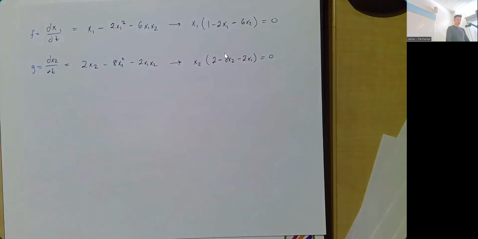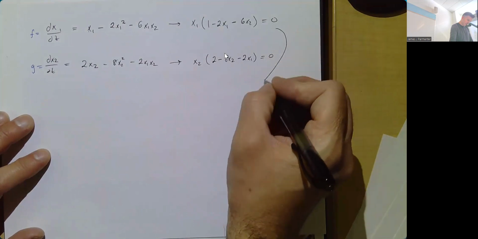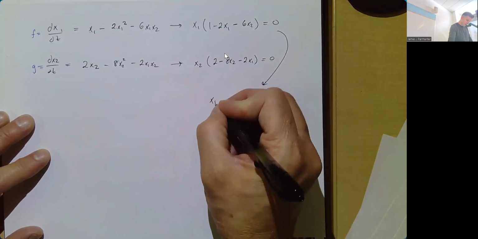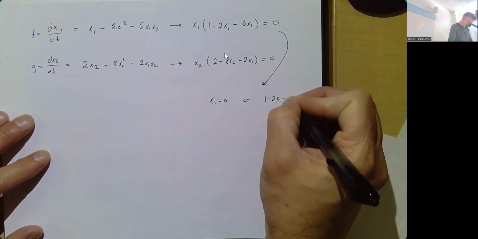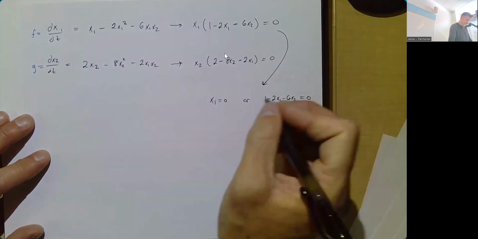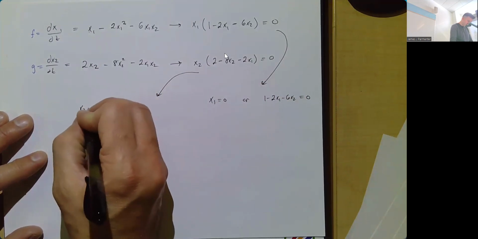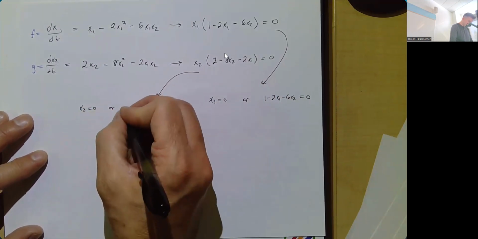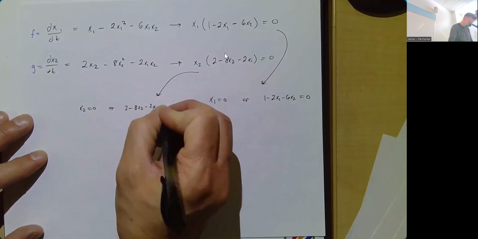So I got a couple things going on here. From my first equation, I'm getting either x1 equal to 0 or 1 minus 2x1 minus 6x2 equal to 0. From my second equation, I'm getting x2 equal to 0 or 2 minus 8x2 minus 2x1 equal to 0.